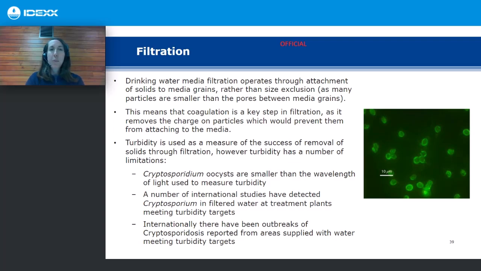However, turbidity has a number of limitations, including that Cryptosporidium oocysts are smaller than the wavelength of light used to measure turbidity. Also, a number of international studies have detected Cryptosporidium in filtered water at treatment plants, even when they were meeting turbidity targets. And internationally, there have been outbreaks of cryptosporidiosis reported from areas supplied with water, even when they were meeting those turbidity targets. So there are certainly some limitations with the approach that is used to measure the effectiveness of filtration.